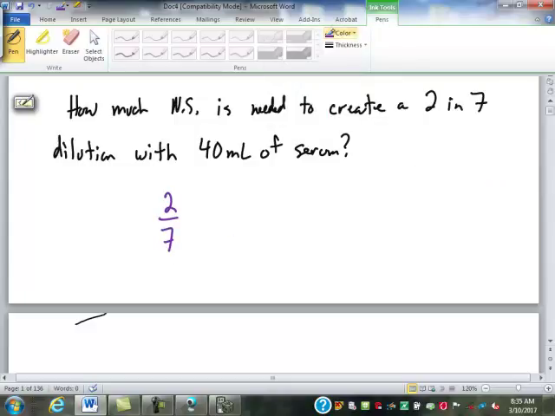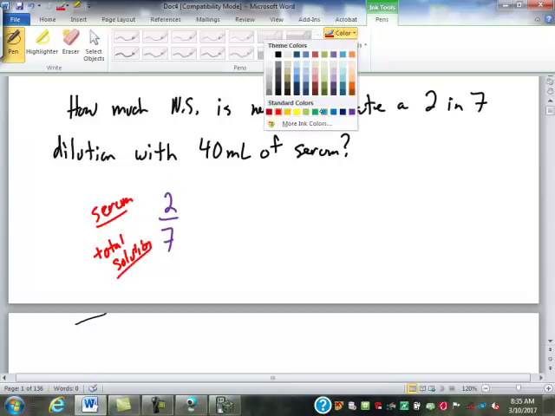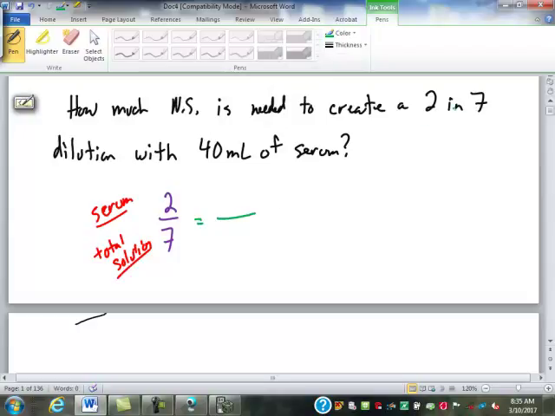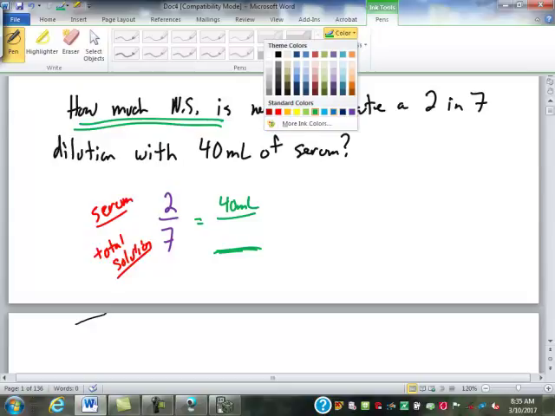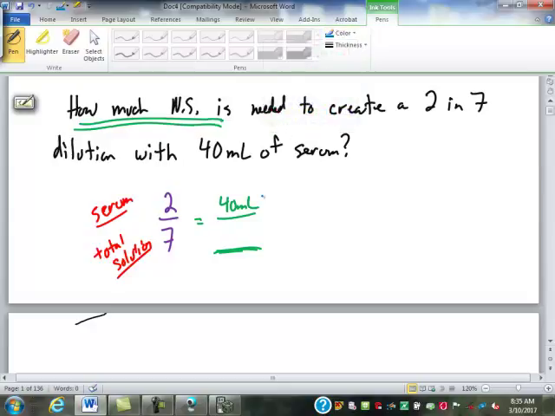So remember, 2 in 7 dilution, the 2 is the serum, or the concentrate. The 7, however, represents what? Total solution. We know the amount of serum is the 40 milliliters, but we're not looking for the total solution. We are looking for the amount of normal saline, that neutral solution. We could just cross multiply and divide right here, get this number, and then do some subtracting.